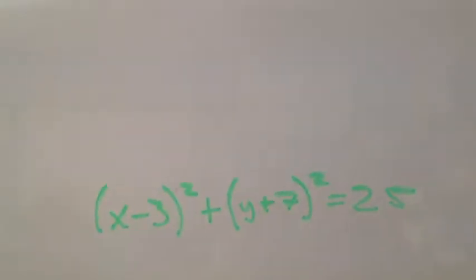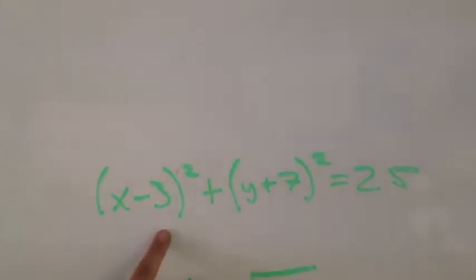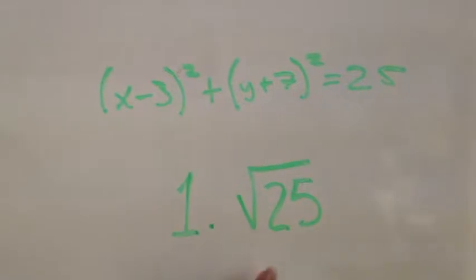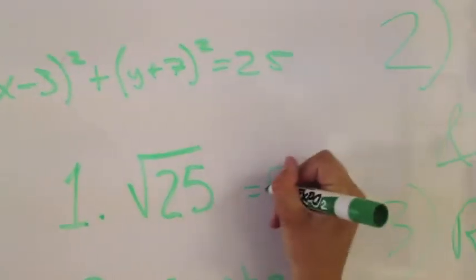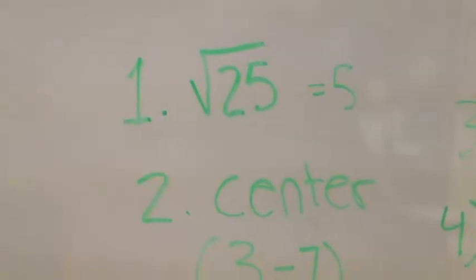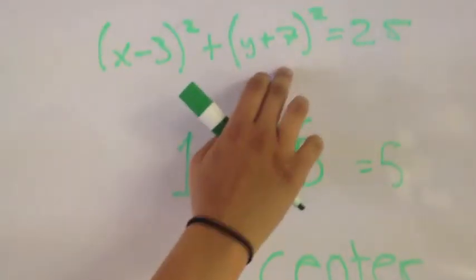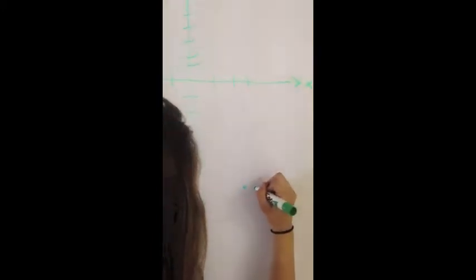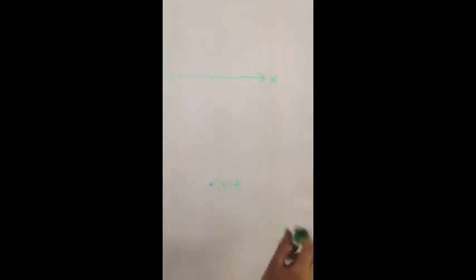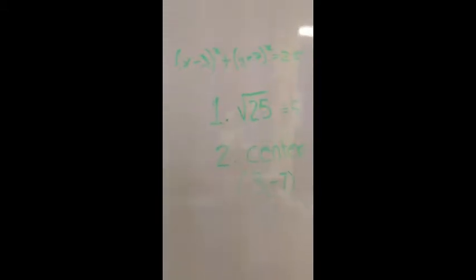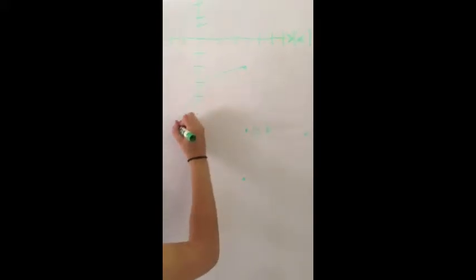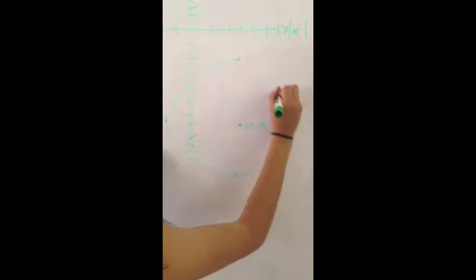For the more complex equation right here, we have an example that is x minus 3 squared plus y plus 7 squared equals 25. The first step in solving this equation is taking the square root of 25, which equals 5. The next step is finding the center of the circle, which is 3, negative 7, as we can tell from the h and k points. We're going to graph that now. 1, 2, 3, negative 7. This right here is the center of our circle. Now we're going to take this 5 and apply it to the circle by making it go out 5 points to the right, the left, up, and down. Here we have a circle, again poorly drawn.